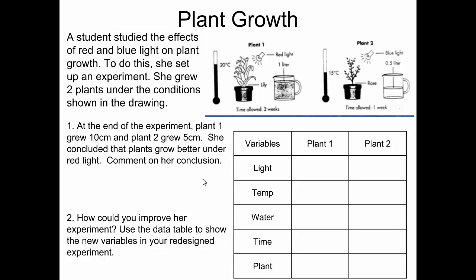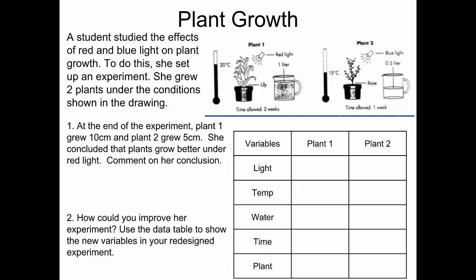And she grew those plants. At the end of the experiment, plant number 1 grew 10 centimeters. Plant number 2 grew 5 centimeters. So she concluded that plants will grow better under red light. What do you think about her conclusion? Is that a good conclusion based on this experiment and how she set it up?